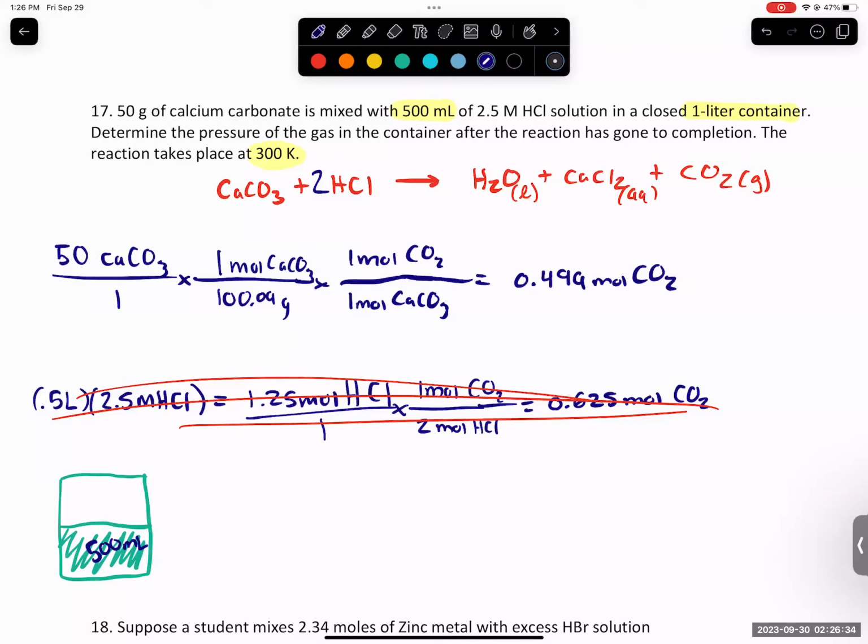Oh, wait. We are only given 2 things: we have a 1 liter container and a 500 milliliter solution. Where's our gas going to be found? The area above. Which has a volume of what? 500 milliliters. So do we agree?